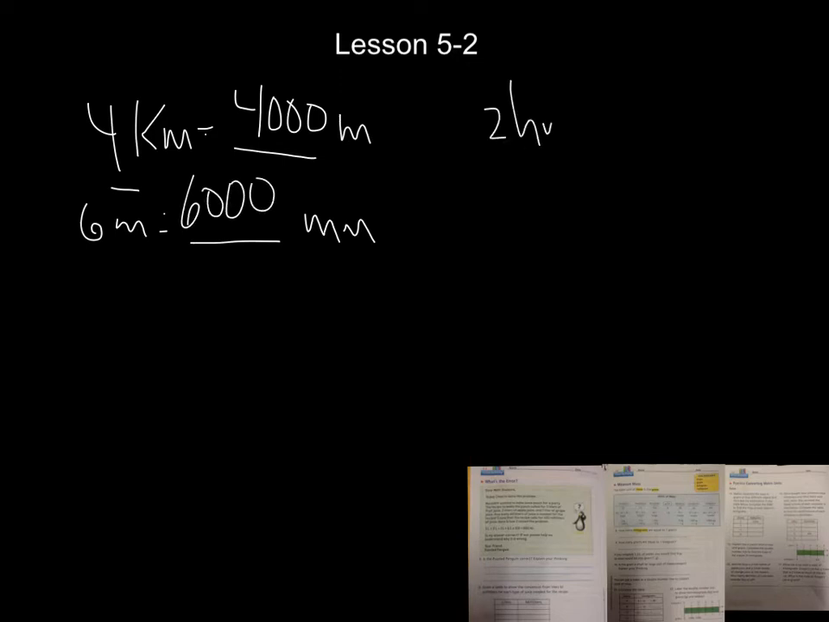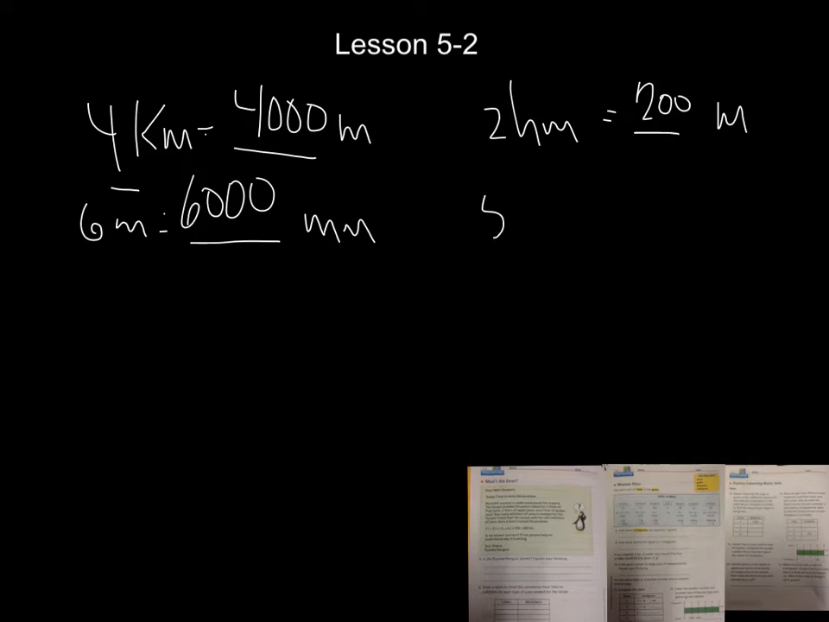Another one, hectometer. 2 hectometers would equal how many meters? Well, from our chart yesterday, there's 100 meters in a hectometer, so that would equal 200 meters.